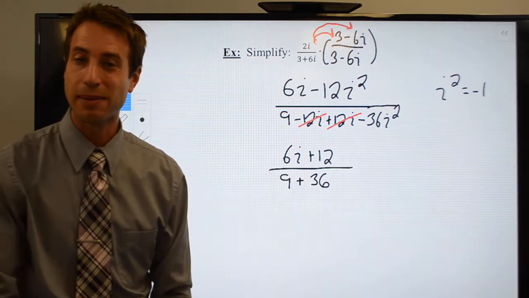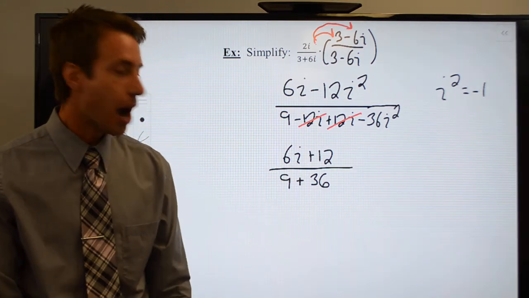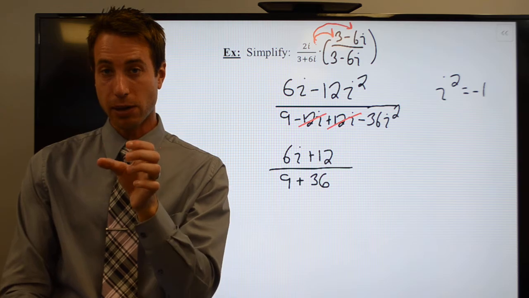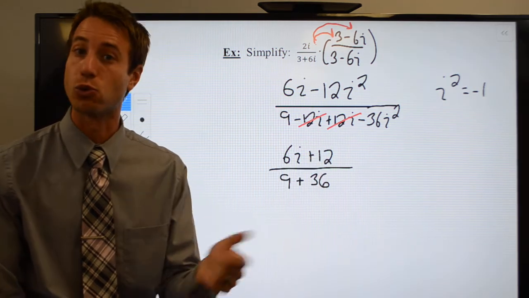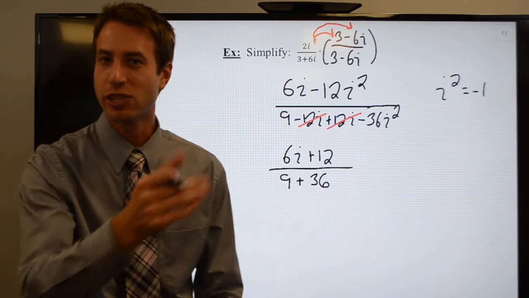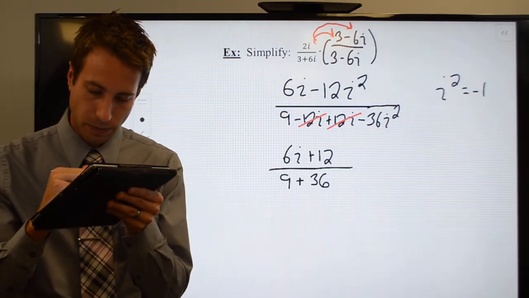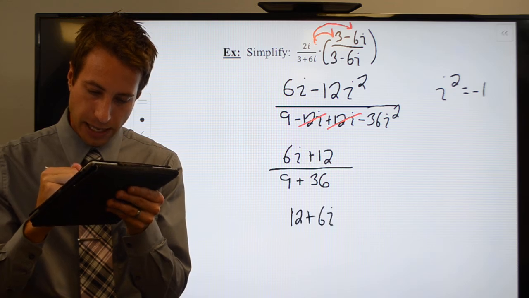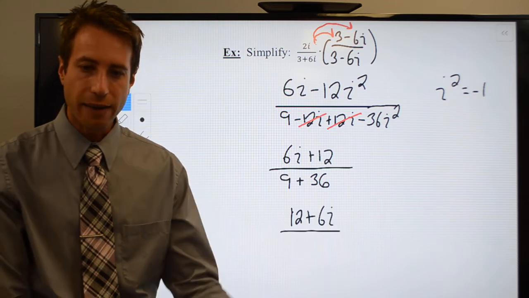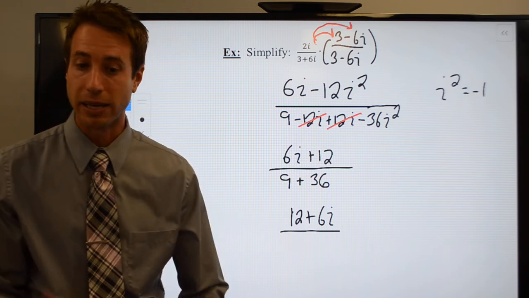Now, I don't like this. I'm going to have to switch those guys, right? With complex numbers, the real number comes first. The imaginary number comes second. 12, of course, is real. 6i is imaginary. So they just need to switch places. 12 plus 6i all over, and, of course, 36 plus 9 would be 45.